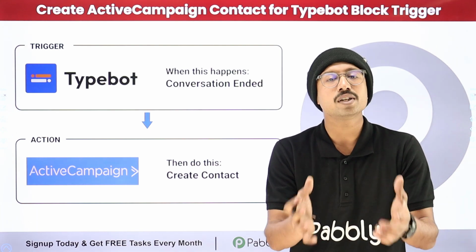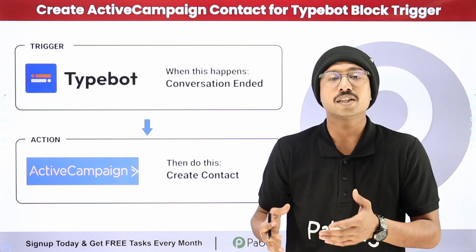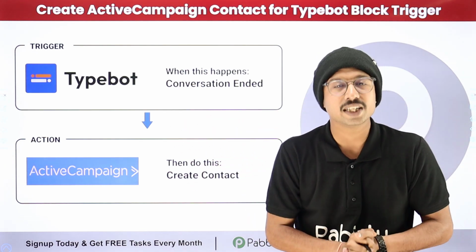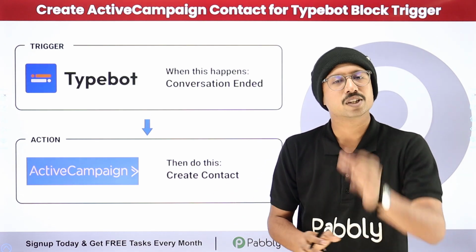And you want that whenever this chatbot receives the details like the name, email, phone number, and other details from the user, you want to send the same details and add a contact with those details in ActiveCampaign. So let me tell you, you can completely automate this process.